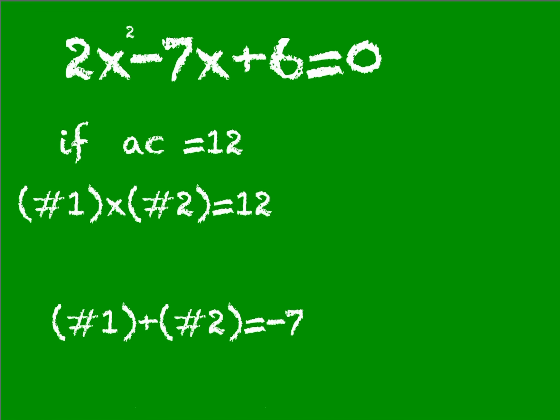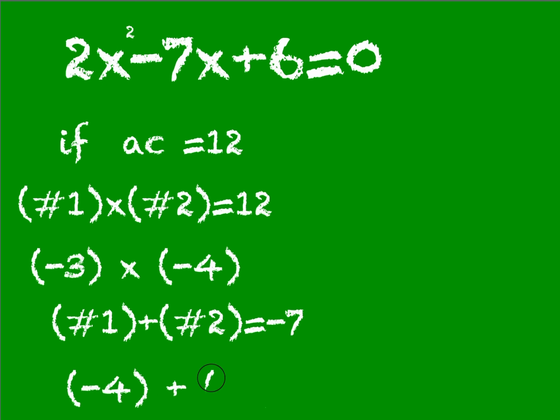The product of these two numbers should be 12, and when you add them up, we need to get negative 7. So both of these numbers can be negative, because when you multiply, you will get the positive, and when you add them up, you will get the negative number. So I will pick negative 3 and negative 4 to get the positive 12, and when you add them up, you will get, obviously, negative 7.